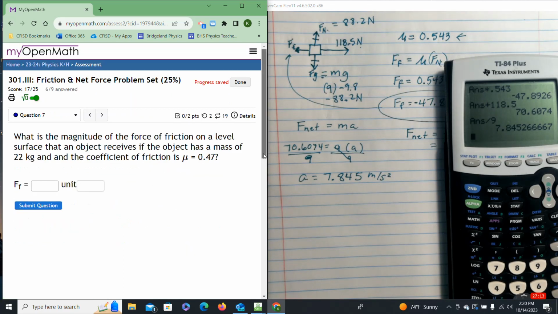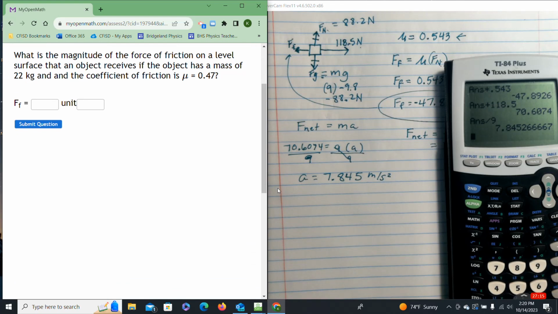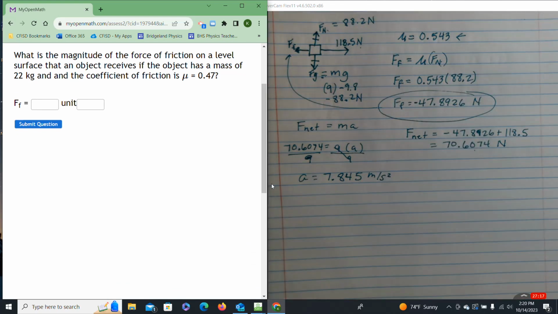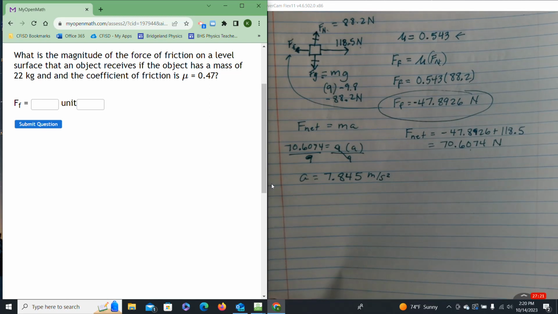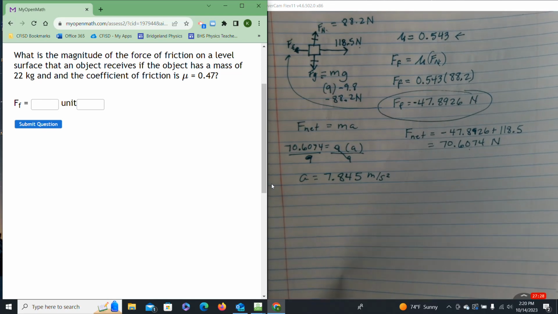This is question number 7 on 301.3. It says, what is the magnitude of the force of friction on a level surface that an object receives if the object has a mass of 22 kilograms and the coefficient of friction, mu, is 0.47.